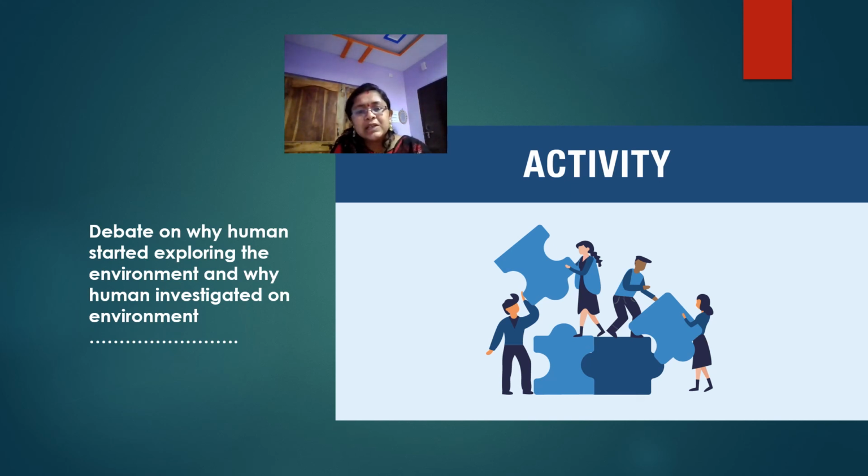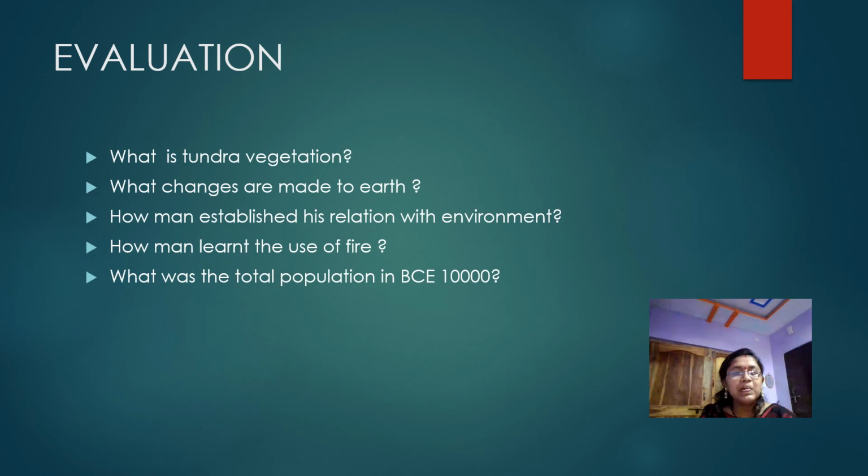So man has come to a stage where he is against one another. This is what the activity is all about. Now we have seen what man has done and what he has come to in the end. So this is an evaluation. We'll have an evaluation of our class now.